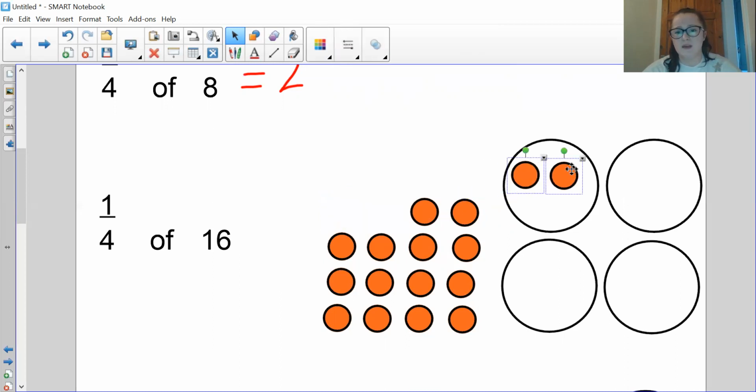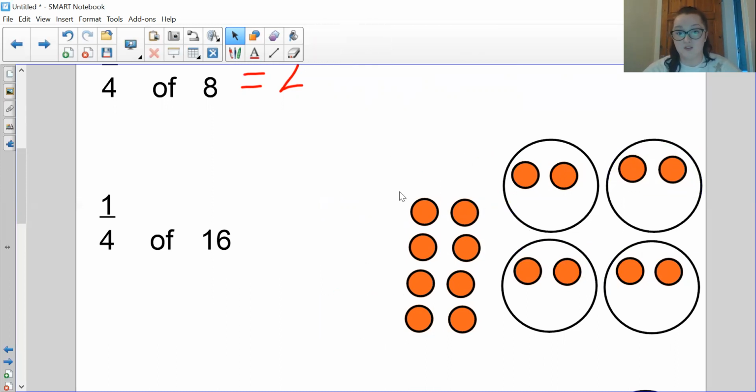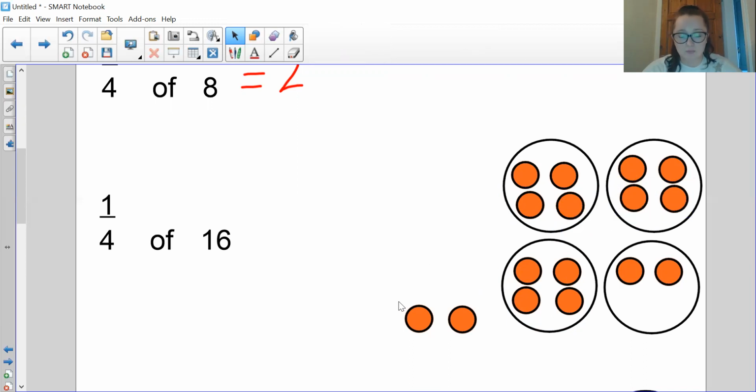I'm going to do it a little bit speedier now. I'm going to put 2 in there, and 2 in there, and I'm going to do the same here, and the same here. But I've still got some left, so I'm going to repeat that now. So another 2, another 2, another 2. Do we have another group for another 2, Year 3? I do. So I'm going to do another 2.